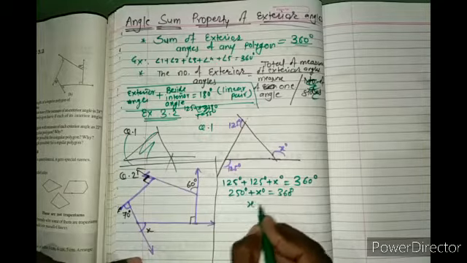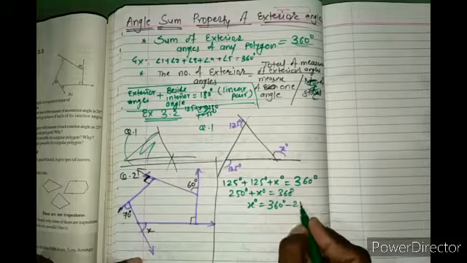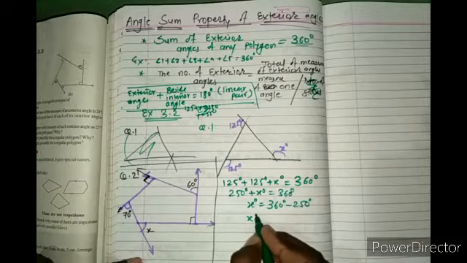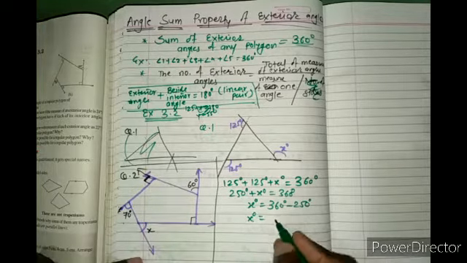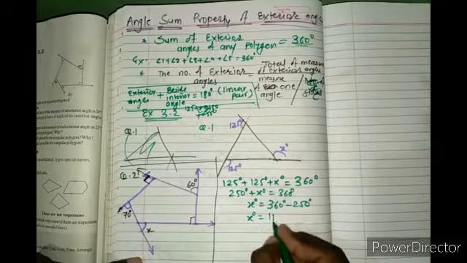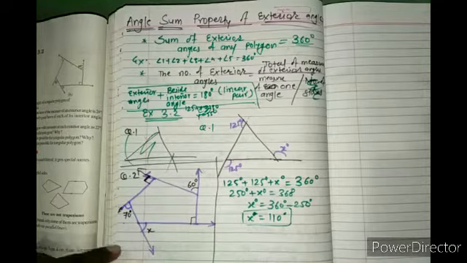Now shift 250 degrees to the right hand side. So 360 degrees minus 250, what is it? 110 degrees. So the answer is this.